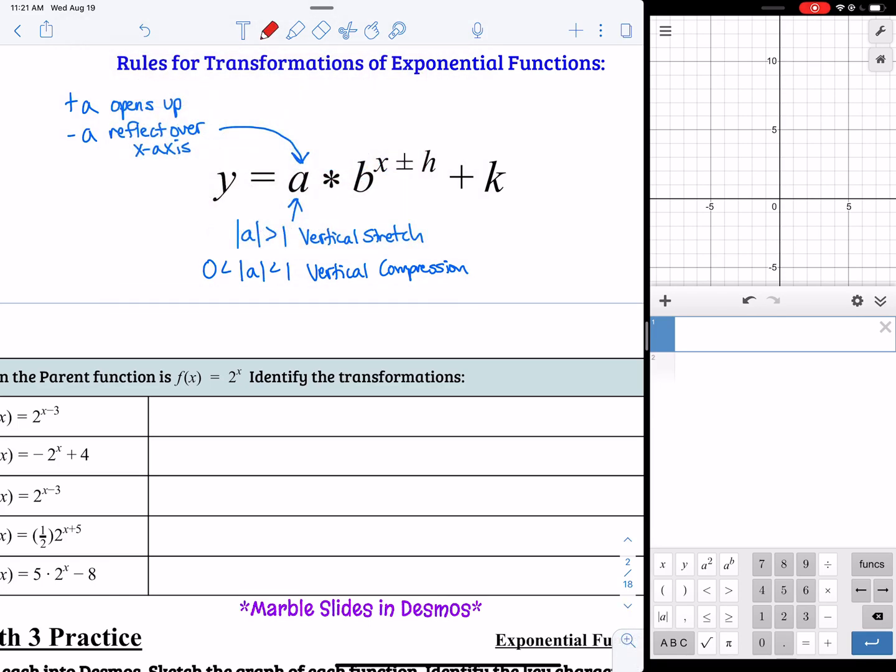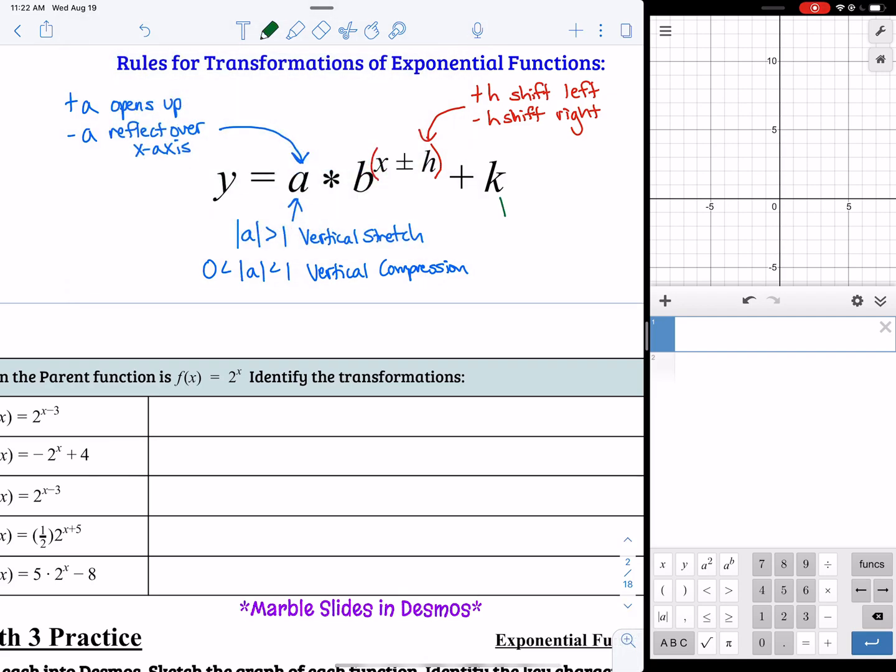Now the h in this case is in our exponent because that's where the grouping symbol is for an exponential function. So when you have a plus h value, it's going to shift your graph to the left. And when you have a minus h value, it's going to shift your graph to the right. Remember, it's kind of opposite of what it looks like. So positive actually goes left, and a negative actually makes it go to the right.